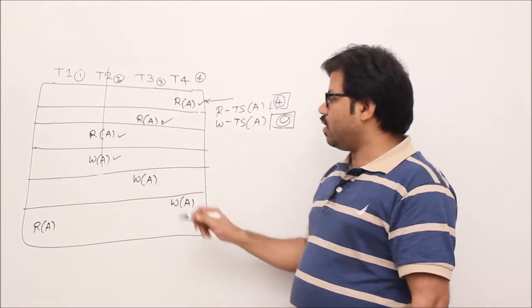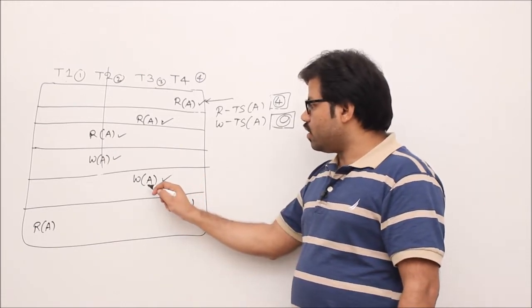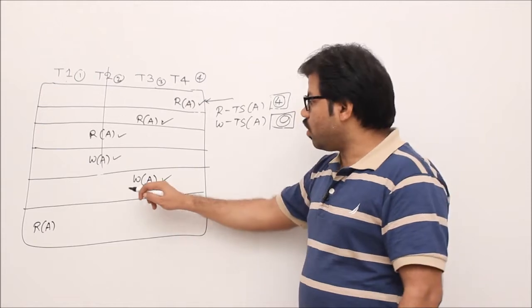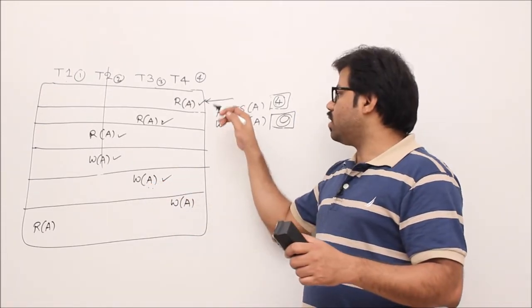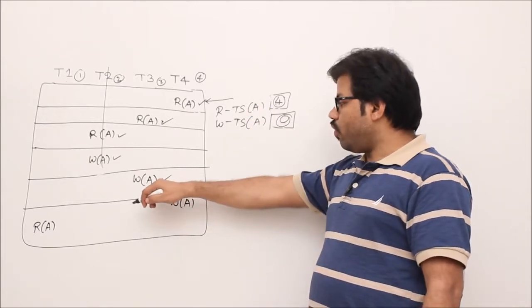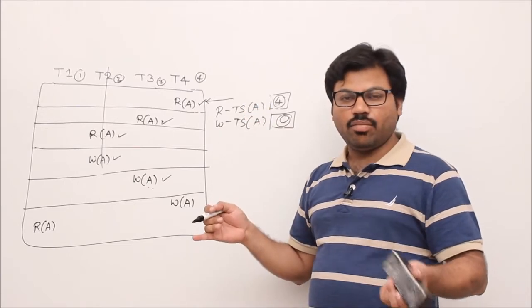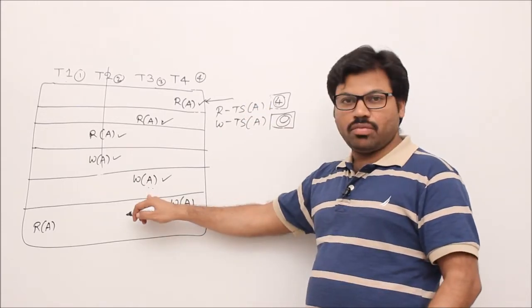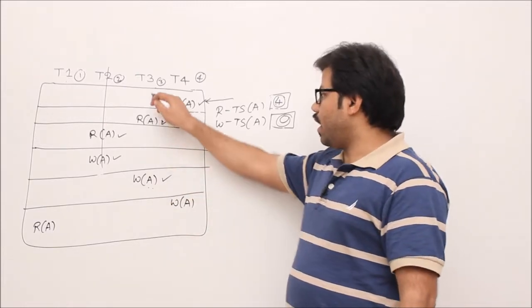Understand? After that, this operation will come. Here again, same thing. What is your timestamp? 3. Since you are going to perform a write operation, it will be checked against the read timestamp and write timestamp. What is the read timestamp? 4. That means before your write, some younger transaction already read it, but it has to read from you. Then only it is the correct ordering. That's why this will be cancelled again.